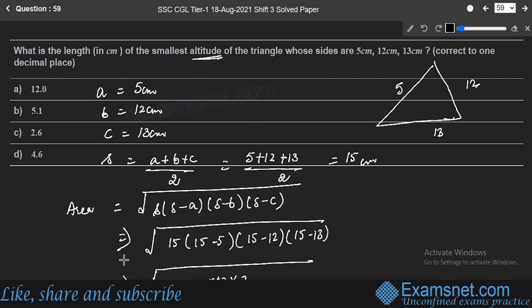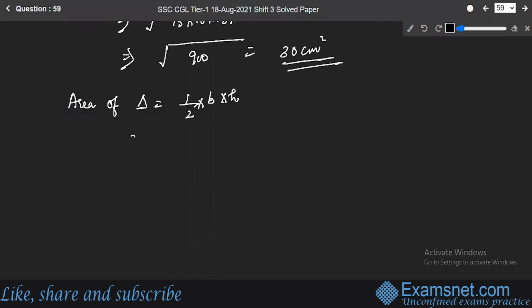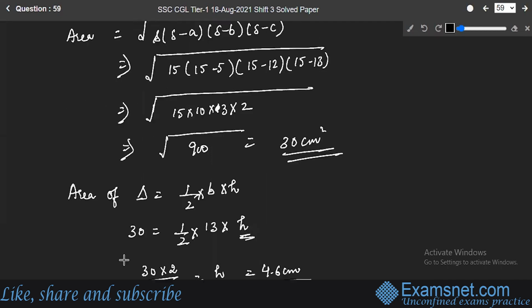So the smallest altitude possible is when you take the opposite side. This is the smallest altitude because 13 is the longest side over here. The area of the triangle we already calculated, which is 30, is equal to 1 by 2 times base, we will take 13, into height. Height we have to find out. So height is equal to 30 into 2 upon 13, which on solving will give you 4.6 centimeters as the answer.